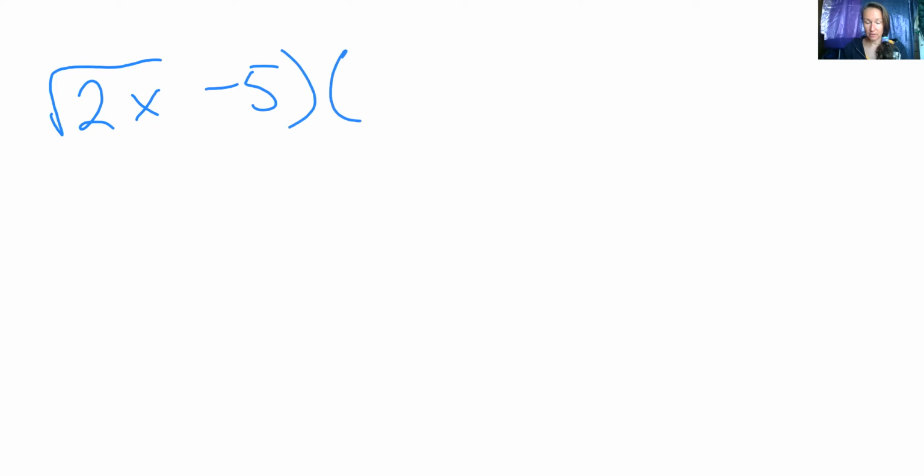Let's go to our next example here. Our next example is the square root of 2x. And notice the x is under the square root, minus 5, times the square root of 2x plus 5.